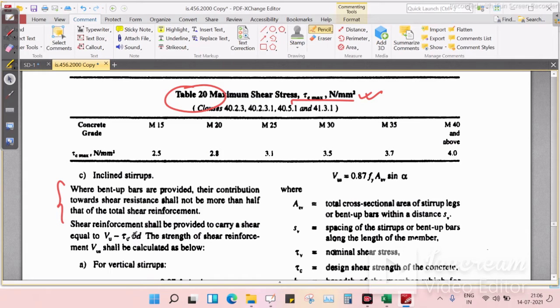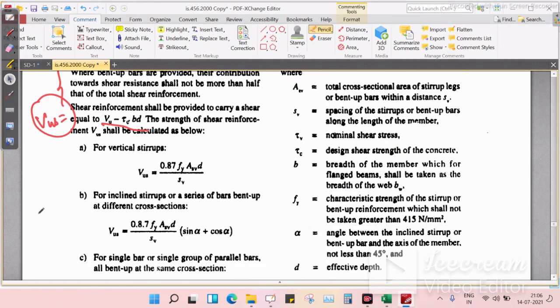Okay, next, shear reinforcement shall be provided to carry a shear equal to Vu minus tau c bd. This is Vus. Shear reinforcement shall be provided to carry a shear equal to Vu minus tau c bd. This is Vus in our formulation. So for vertical stirrups, the formula for Vus is 0.87. So we have Vus, that is Vu minus tau c bd, equal to this value. We know fy, we know d, we know ASV, so we will get sV, the spacing of stirrups.